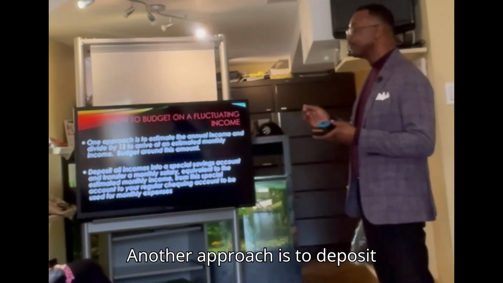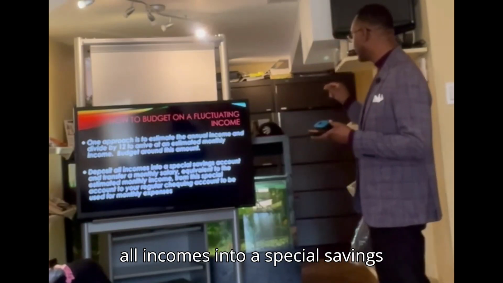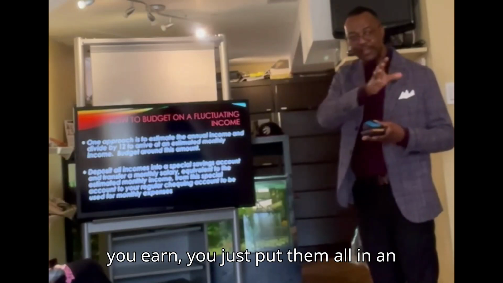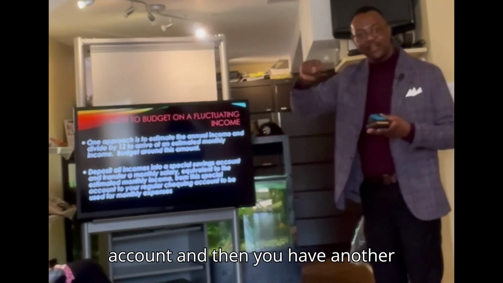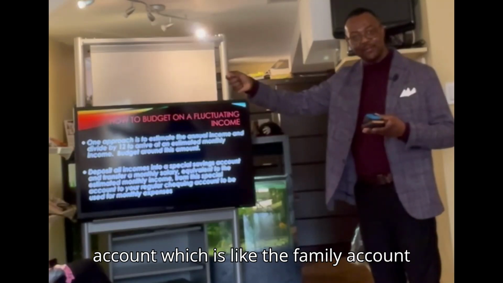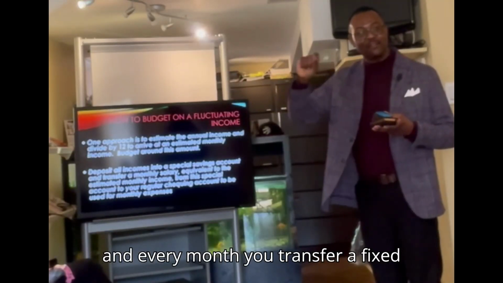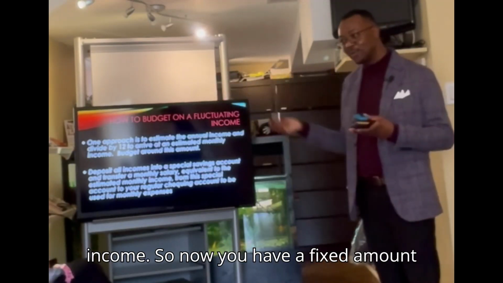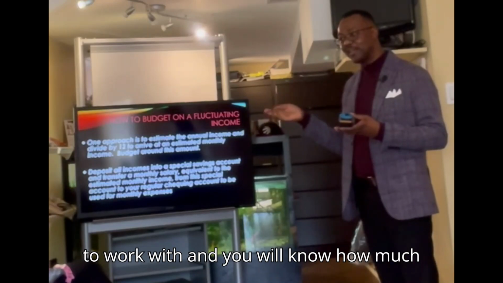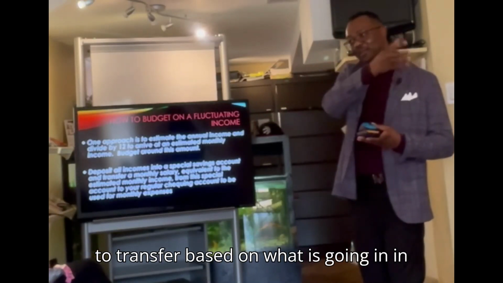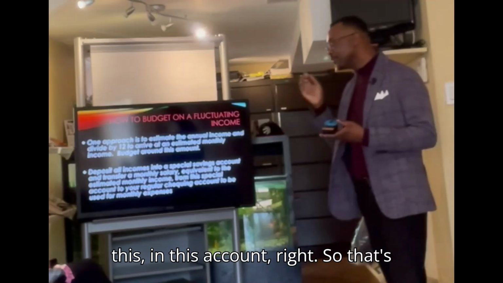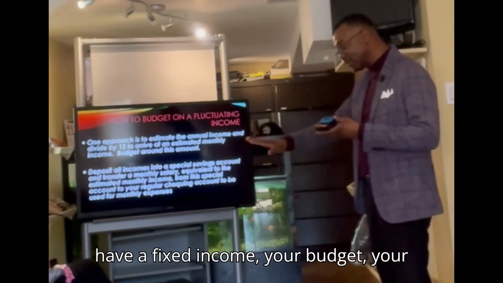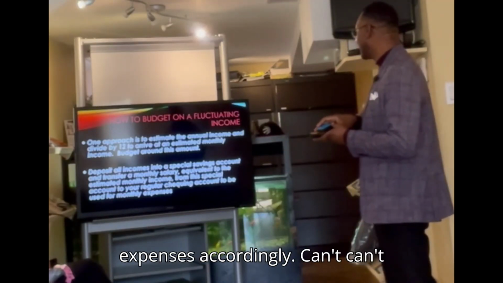Another approach is to deposit all incomes into a special savings account. So all of these contracts that you earn, you just put them all in an account. And then you have another account, which is like the family account. And every month, you transfer a fixed amount, as if this fixed amount is your income. So now you have a fixed amount to work with. And you will know how much to transfer based on what is going into this account, right? So that's how you do that. And so now you are in the same position as everybody else. You have a fixed income, you budget your expenses accordingly.